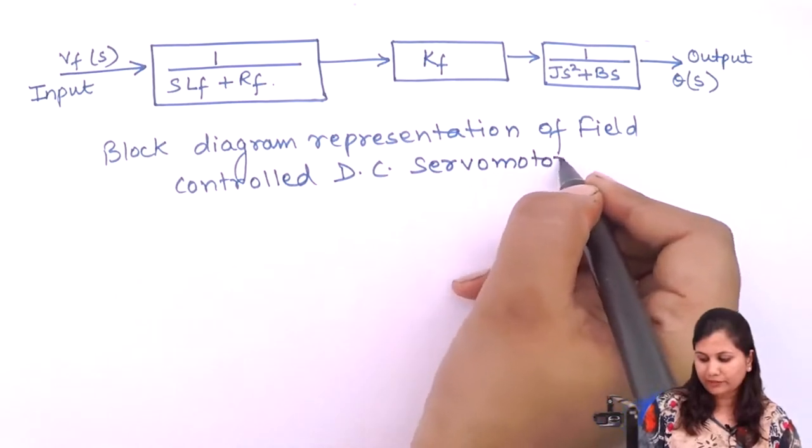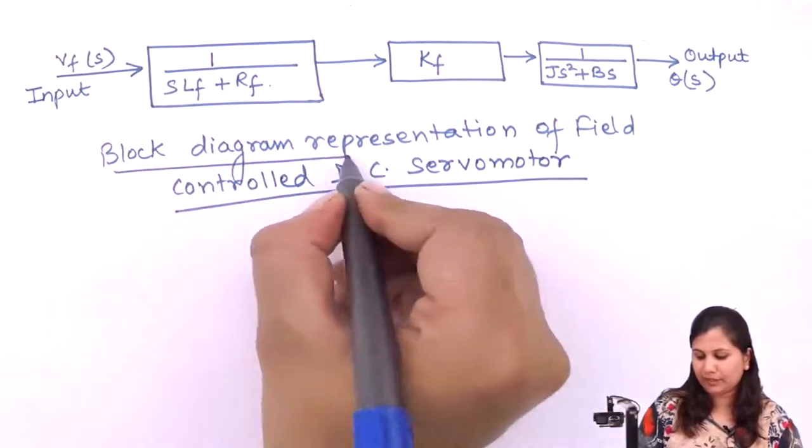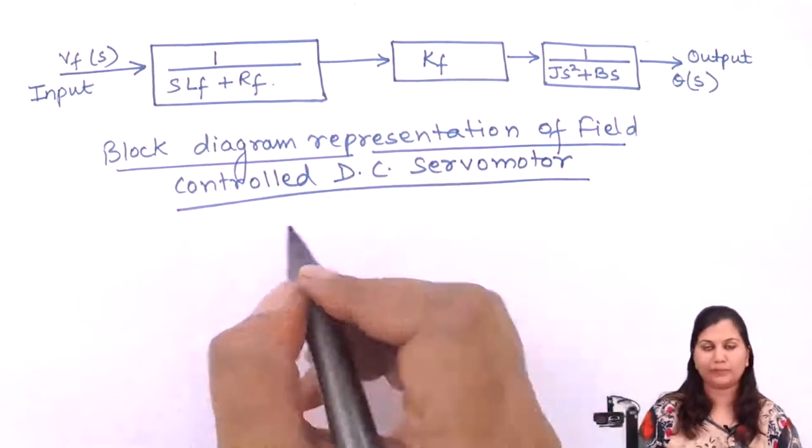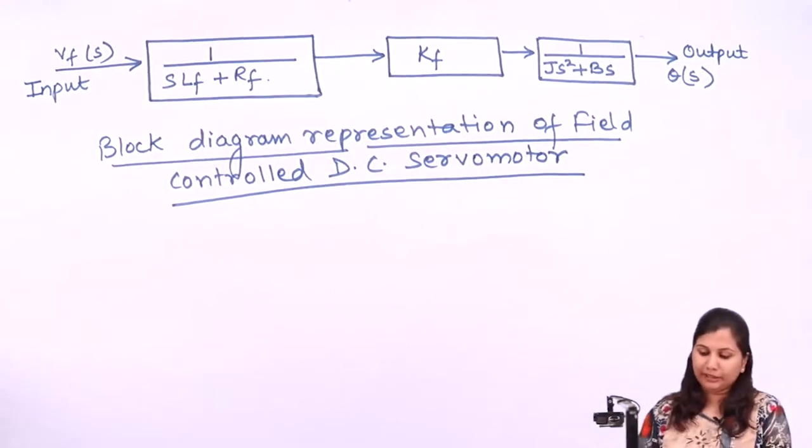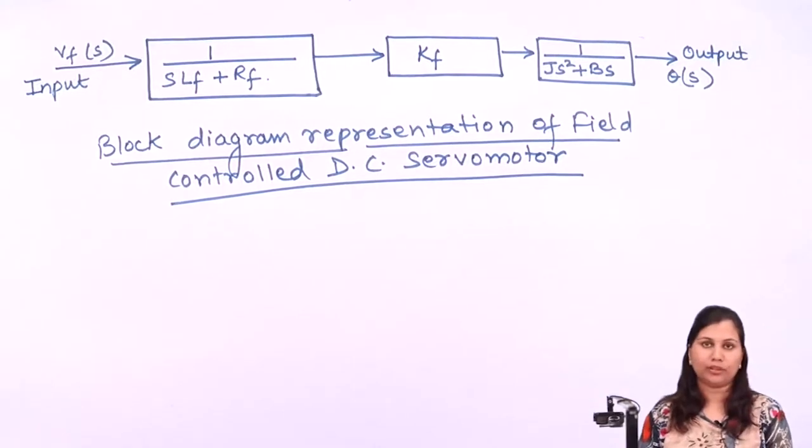So we have derived the transfer functions and we have studied both the types of the DC servo motors, armature controlled and field controlled DC servo motors. Now let's see the differences between these two servo motors.